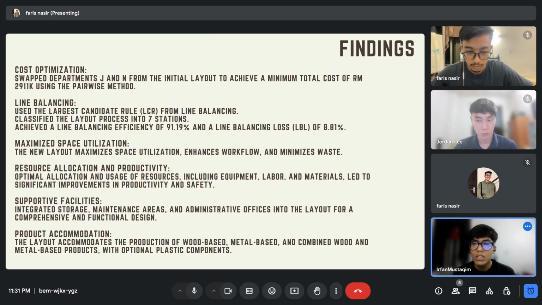And then for line balancing, using LCR, we are able to classify all of the activities into 7 stations. We achieve an LBE of 91.19% and an LBL of 8.81%. And then we managed to get maximum space utilization, resource allocation and productivity. We managed to optimize the labor and materials, which led to significant improvement. For supportive facilities, we managed to integrate storage, a maintenance area, and an administrative office into the layout. And lastly, product accommodation: the layout accommodates the production of wood-based, metal-based, and combined wood and metal-based products.